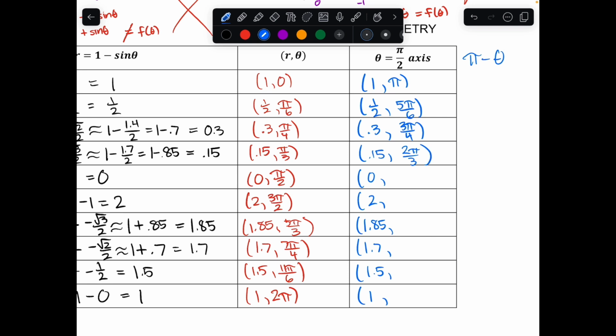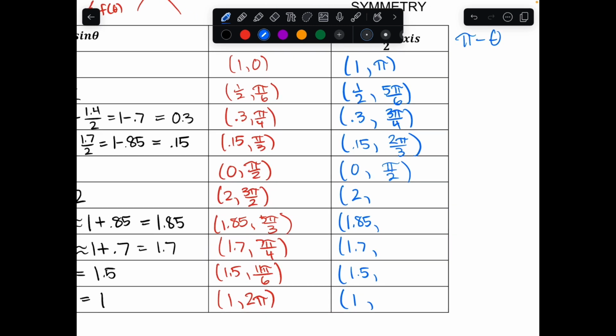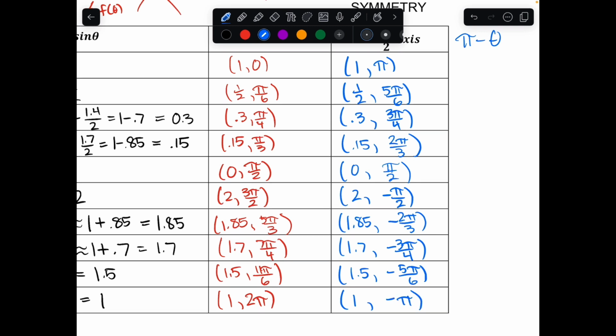Then pi minus pi halves is going to be pi halves. Then we're going to have pi minus 3 pi over 2. So that's going to be negative pi over 2. And then pi minus 5 pi over 3 is going to be negative 2 pi thirds. Pi minus 7 pi over 4 is going to be negative 3 pi over 4. Pi minus 11 pi over 6 is going to be negative 5 pi over 6. And finally, pi minus 2 pi is going to be negative pi. So now that we have these points, we can actually put them on the graph.